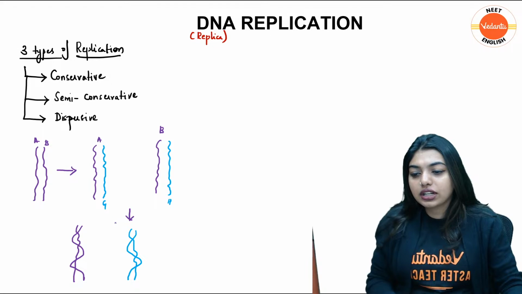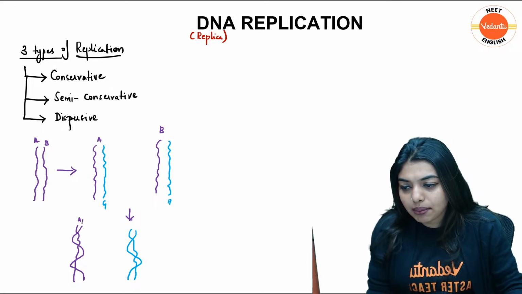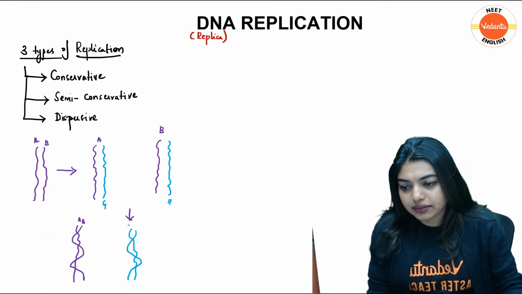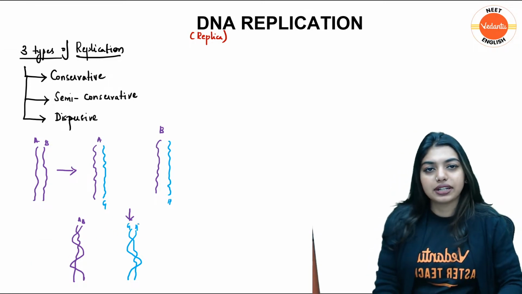That means the daughter DNAs will come back. A and B will come back. At the same time, G and H also will come back and bind with each other. This is conservative. Clear?